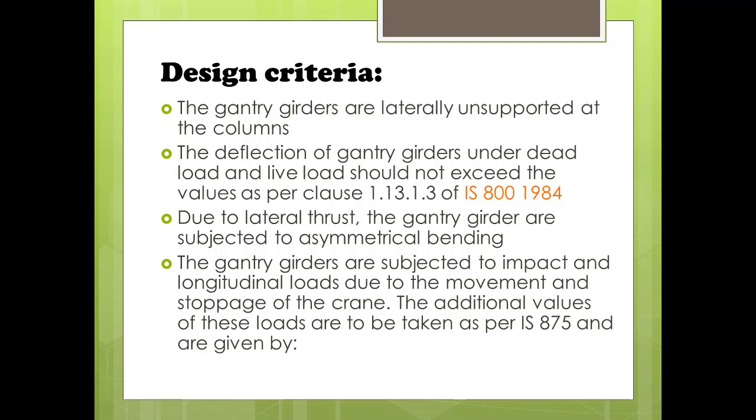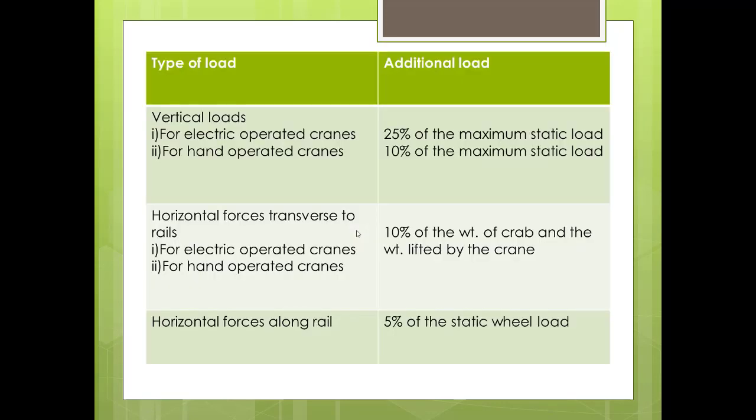Now, due to lateral thrust, what will happen? The gantry girder will be subjected to asymmetrical bending. So, the gantry girders are subjected to impact and longitudinal loads, due to the movement and stoppage of the crane. Now, the additional values of these loads will be taken as per IS 875, which is given by this table. So we'll find from this table. In the left column, we can see the type of load, and in the right column, we have the additional loads for those.